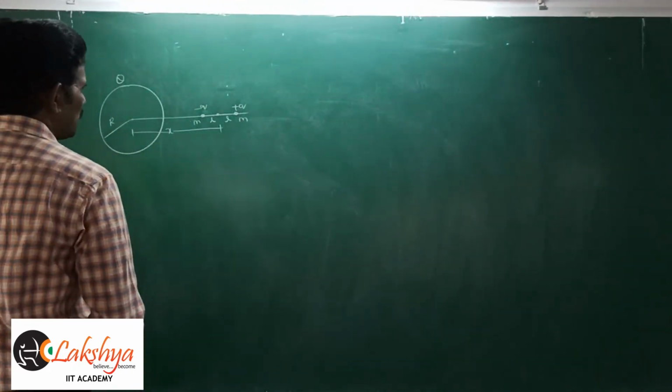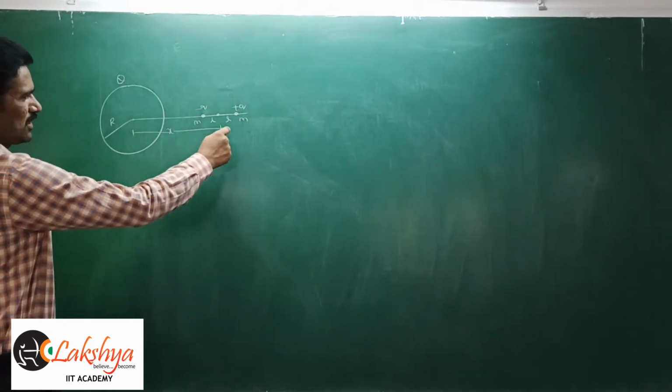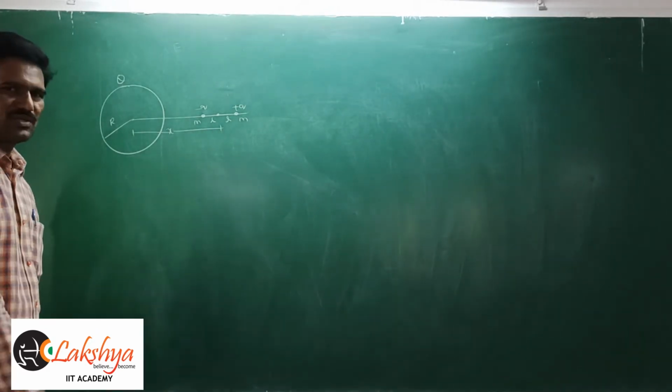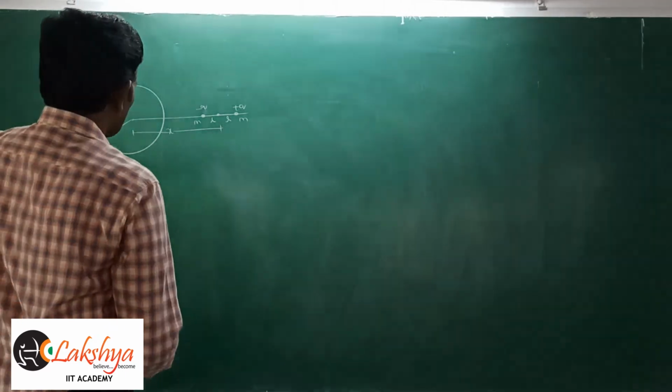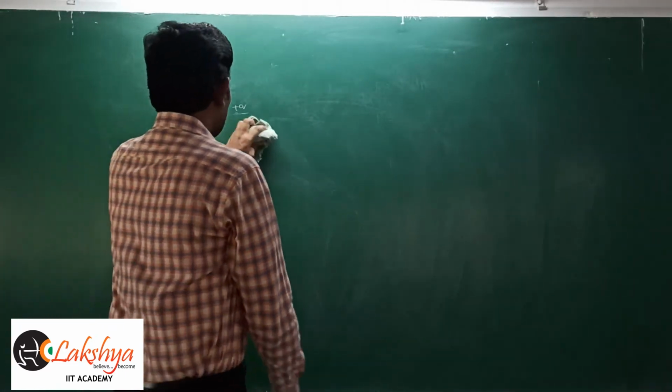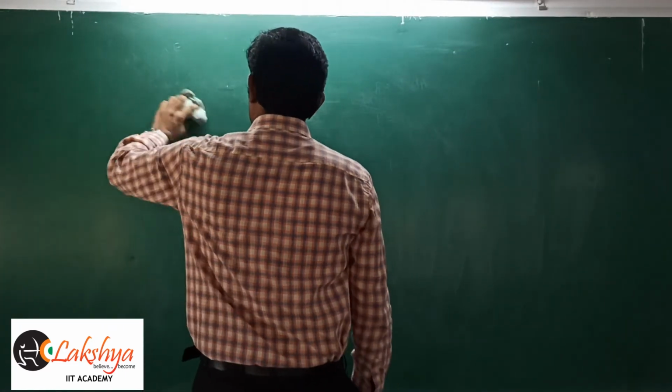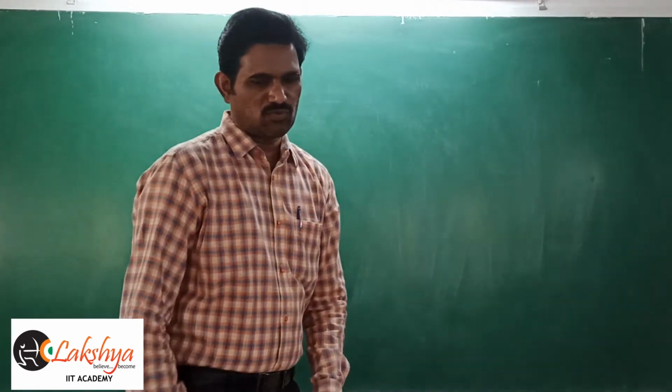To solve that problem, the process is the same. Here we just need to write the electric field at that point, which we discussed already. The field due to a solid sphere is kq by r square, which here means kq by x square. We just need to substitute that field there.